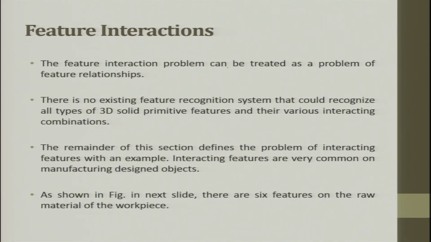The feature interaction problem can be treated as a problem of feature relationship. There is no existing feature recognition system that could recognize all types of 3D solid feature primitives and their various interacting combinations. The remainder of this section defines the problem of intersecting features with an example. The interacting features are very common on manufacturing design objects.